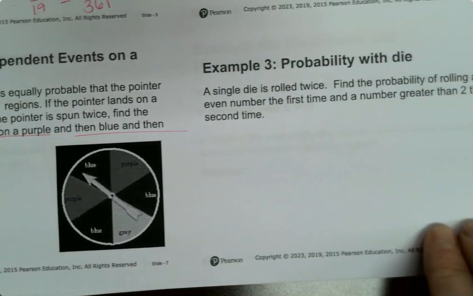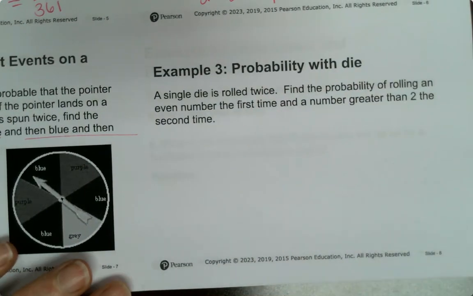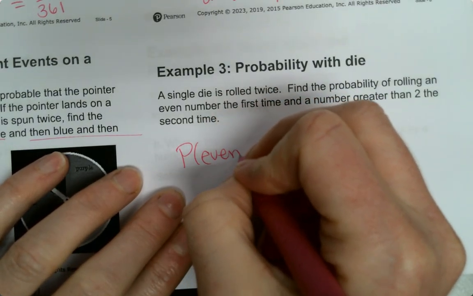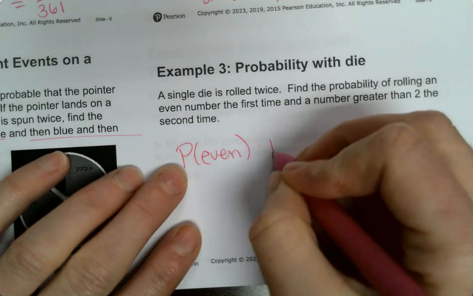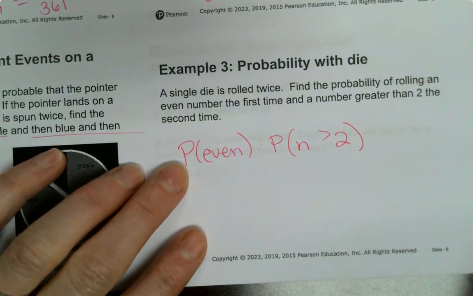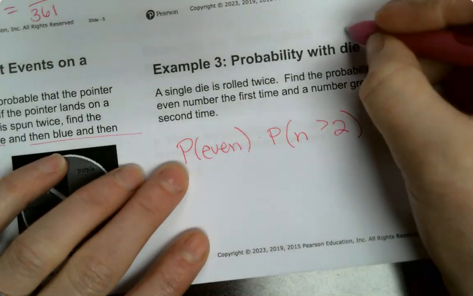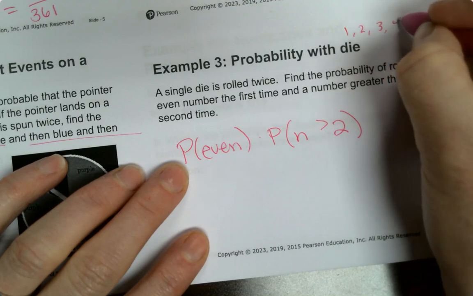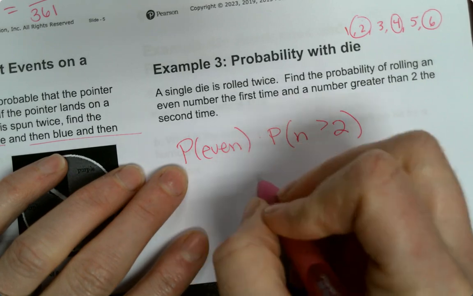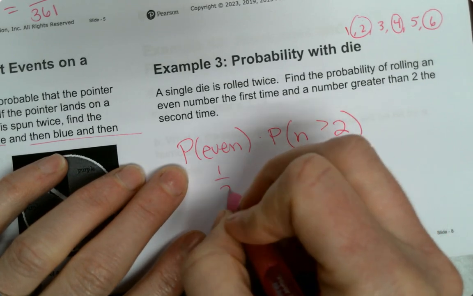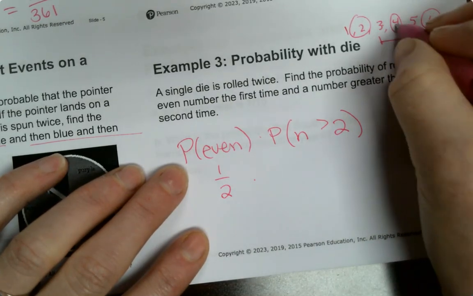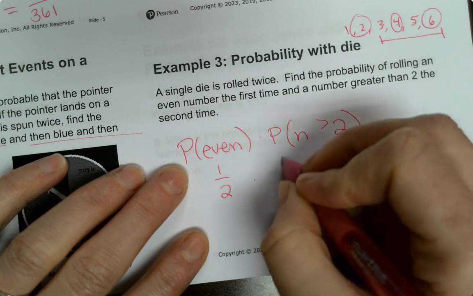And the next one. A single die is rolled twice. Find the probability of rolling an even the first time, and then the probability of rolling a number greater than 2 the second time. So even would be half because we have 1, 2, 3, 4, 5, 6. So here are our evens. So it's 3 out of 6 or 1 half. Greater than 2 would be 1, 2, 3, 4 out of the 6.